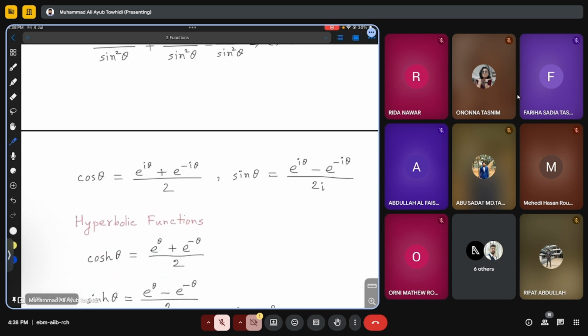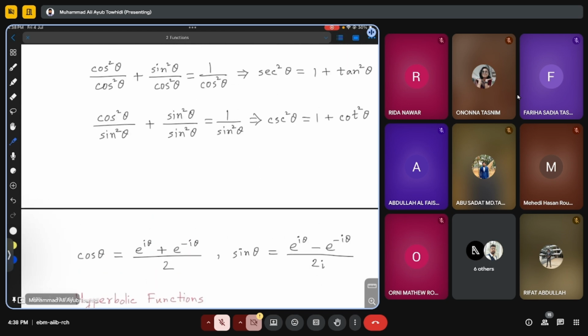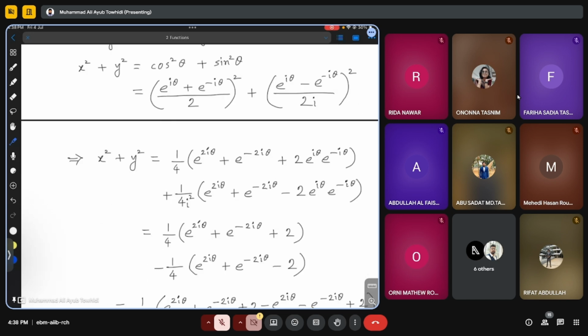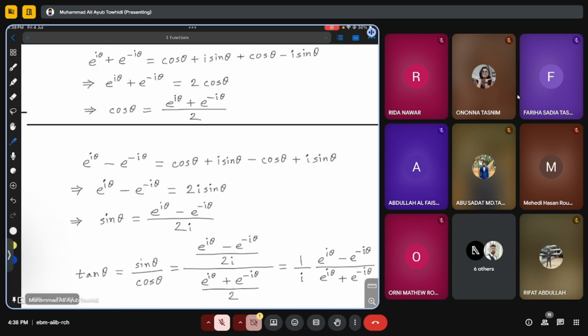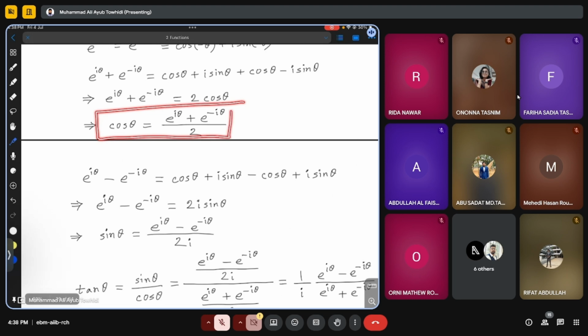Then we also have hyperbolic functions. What is a hyperbolic function? Remember the formula of cos theta here and sine theta from here. Now, if you take this i, this i, this i, all the i's out, just remove the i's.